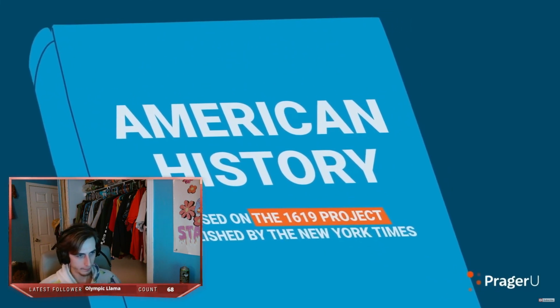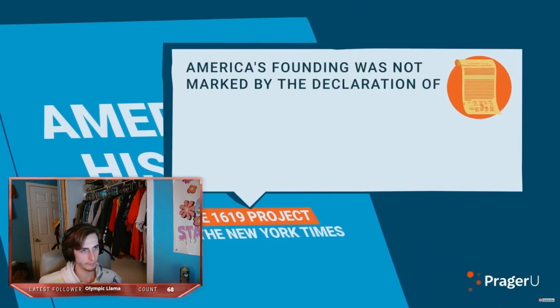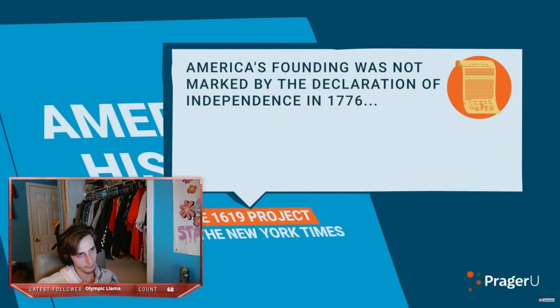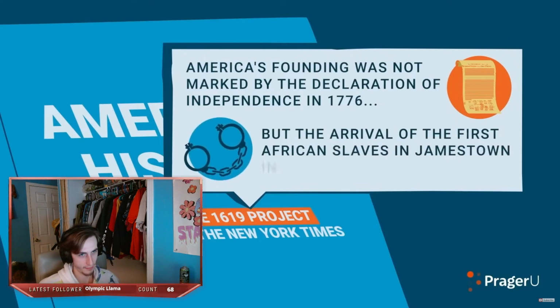The 1619 Project asserts that America's founding was not marked by the Declaration of Independence in 1776, but the arrival of African slaves in Jamestown in 1619. Historians from across the political spectrum have denounced this as a giant lie.